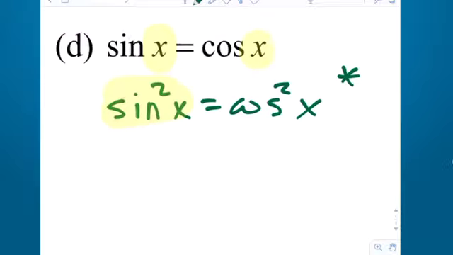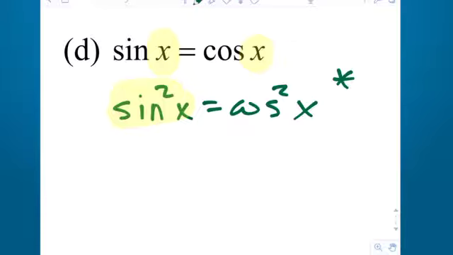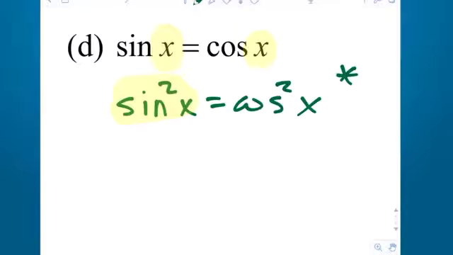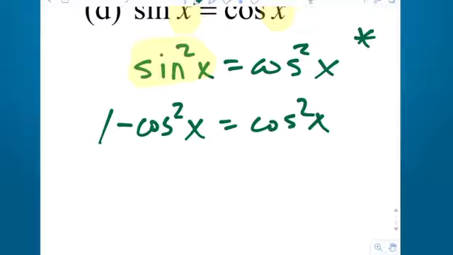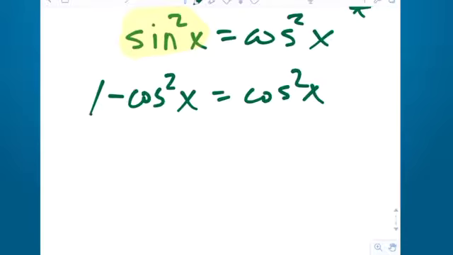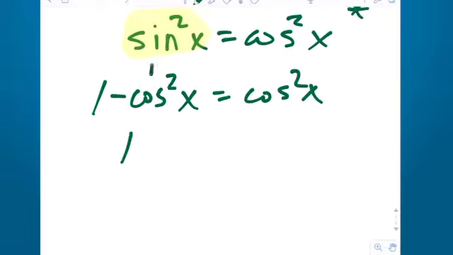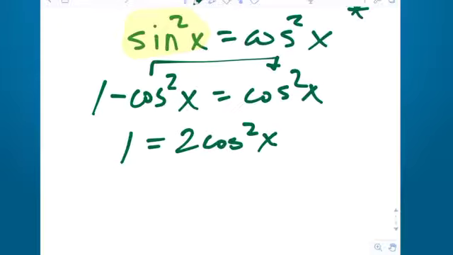Let's do this. Let's change sine squared into cosine squared. So that's 1 minus cosine squared equals cosine squared. And now I can get everything on one side. I'm sorry, I can combine the cosine squareds because it's really the same variable. So if I bring the negative 1 over to the right side, I now have cosine squared plus cosine squared, which is 2 cosine squared.